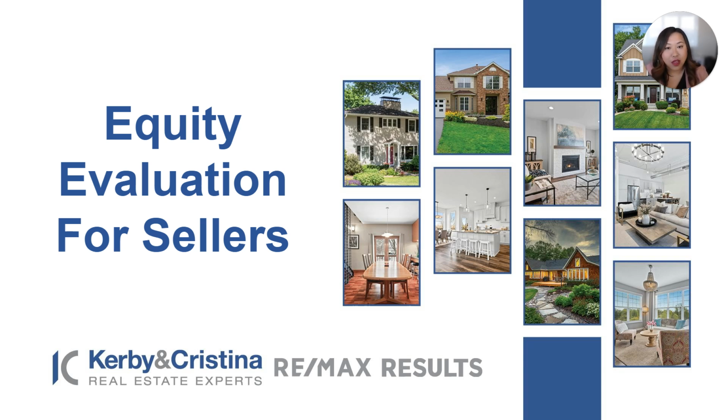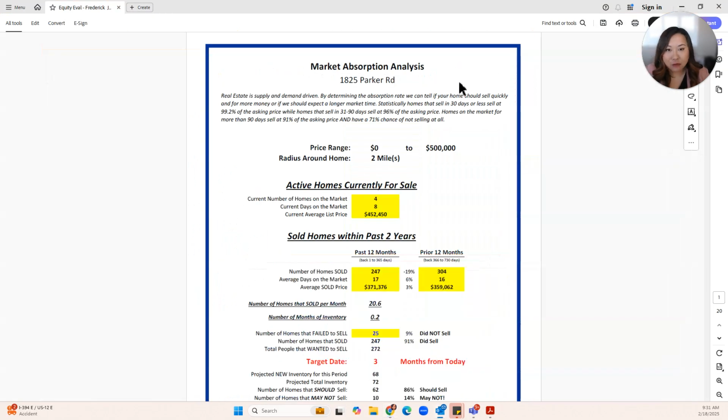So, our equity evaluation consists of four parts, which I'll show you today. The first one is the absorption analysis, the pricing guide. Then we do a comparable homes review. And the last part is the equity evaluation itself. So let's go ahead and jump right in.